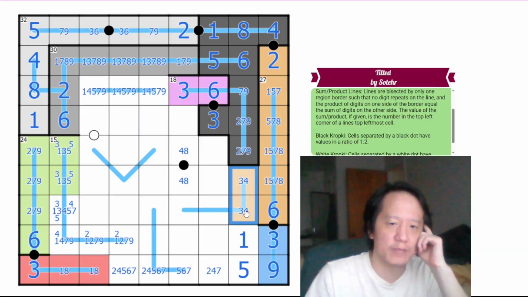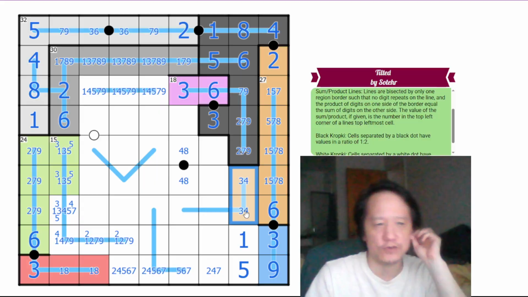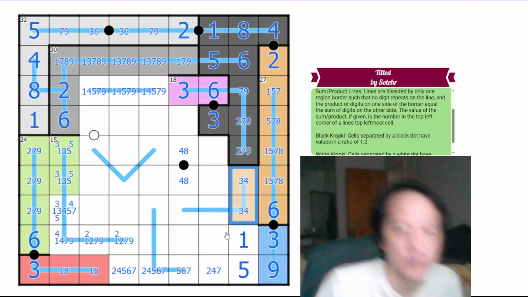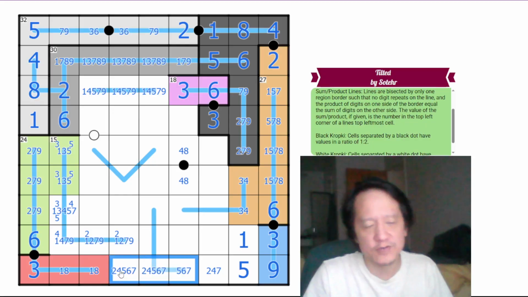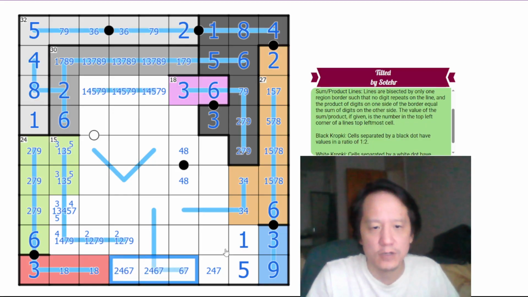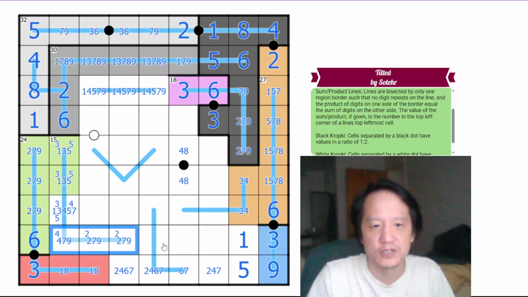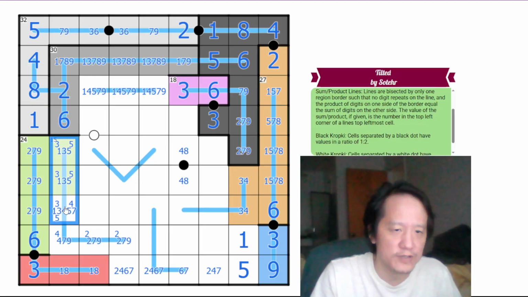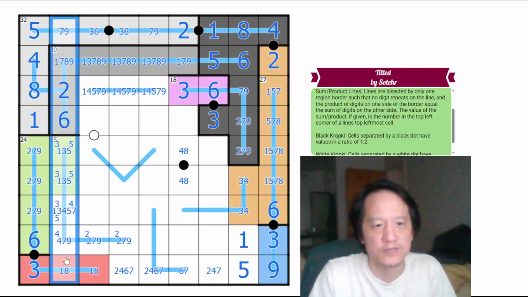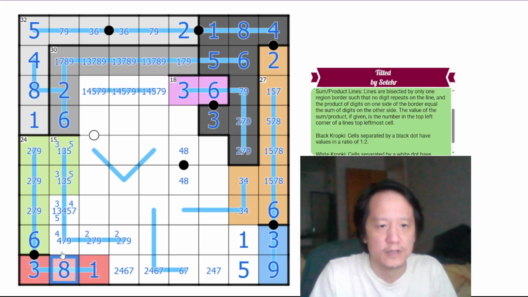It could add up to 7, multiply to 12. We don't know. This 5 eliminates 5 in the rest of the row. This 1 eliminates 1 in the rest of the row. So 1 has to be one of these 3 digits, which eliminates 1 in the rest of the column. This can't be 1. This is 8, which makes this 1.